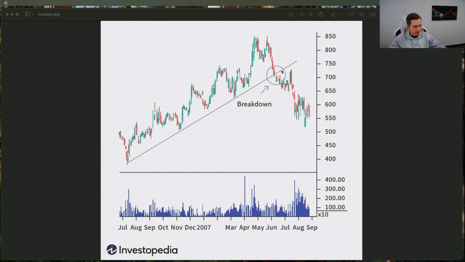Now, if you look at this breakout, most people enter right here after the move has already started. And that's the key thing. Technical analysis is reacting to what price actually did.